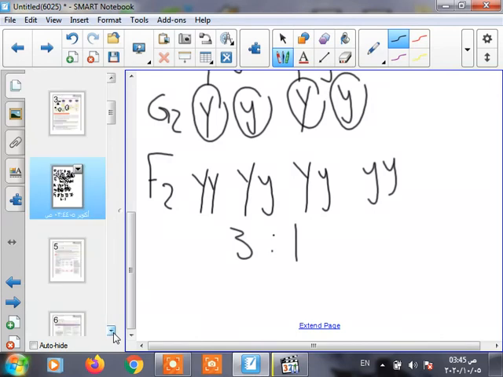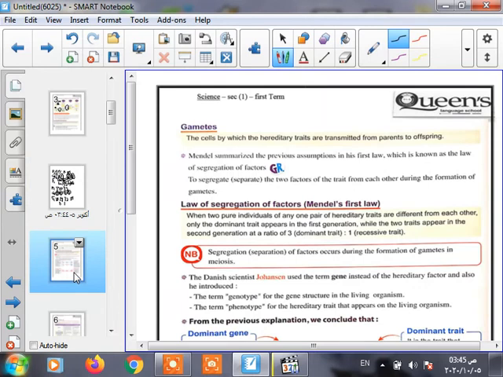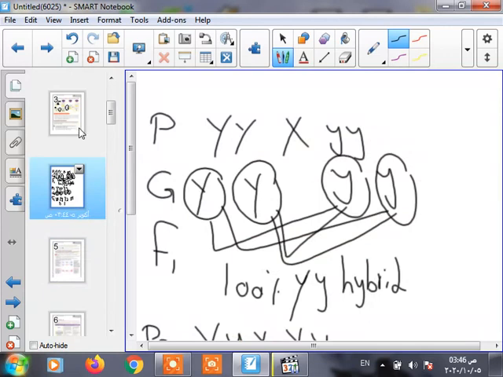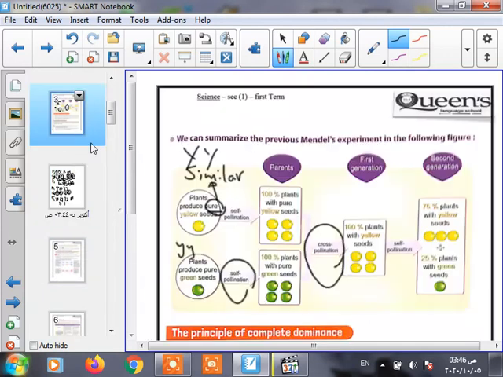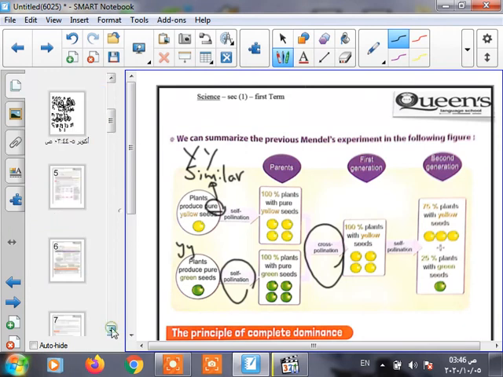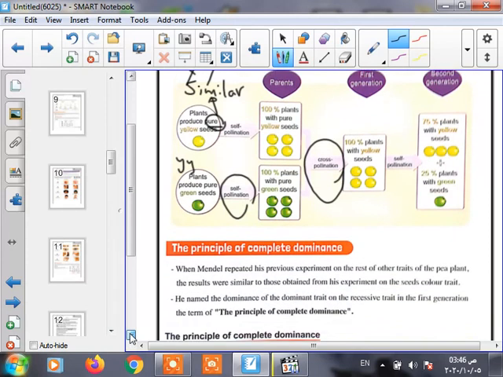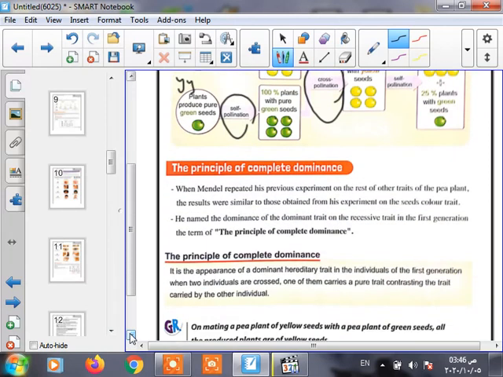The trait which appears, which is stronger and which affects more, what is it called? It's called the dominant trait. So the dominant trait here, what is it? It's for yellow, Y capital. So when I ask you to give a reason: on mating a pea plant of yellow seed with a pea plant with green seed, all the plants will be produced with yellow because the yellow color trait dominates the green color trait.